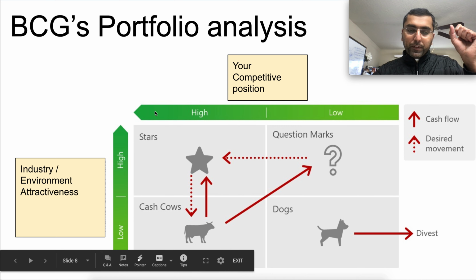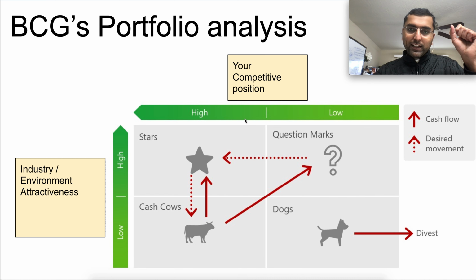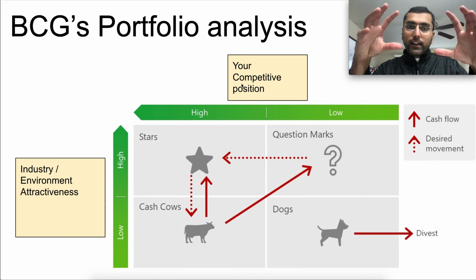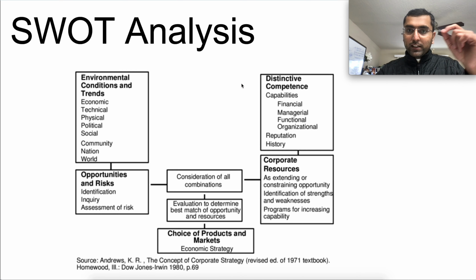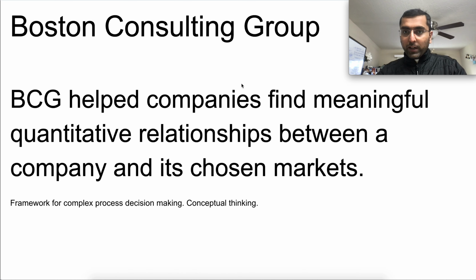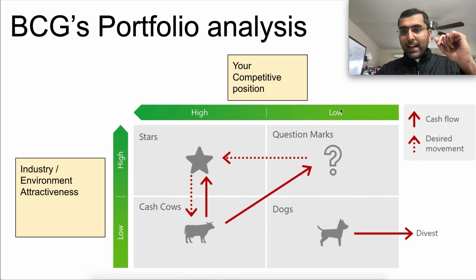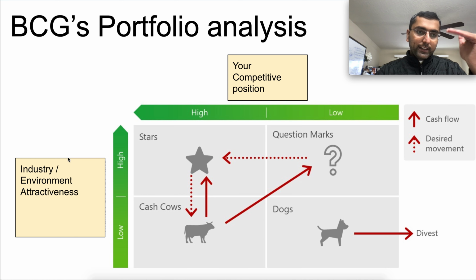So this is the x-axis, from right to left, your competitive position. Like, how competitive are you in that? If you were to frame this, it's your distinctive competence on the right. The x-axis goes from low to high, your competitive position, meaning how good you are as a company, what kind of traits you have to launch this kind of product. And then the y-axis goes from low to high, industry environment attractiveness. Like, how interesting is this new industry?